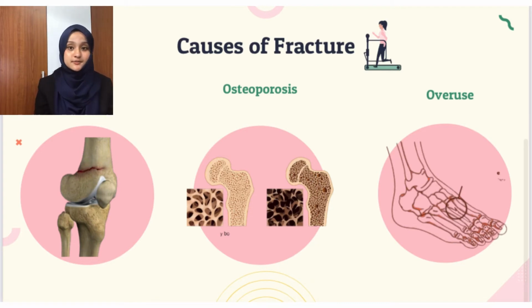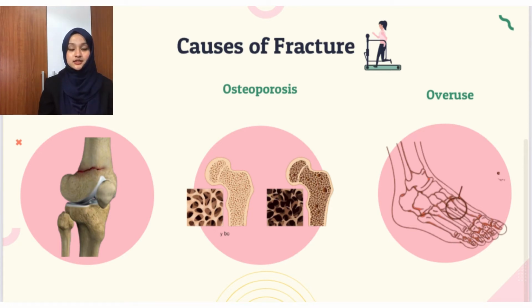A stress fracture, also known as an overuse injury, occurs when muscles become fatigued and unable to absorb shock. Eventually, the fatigued muscle transfers the overload stress to the bone, causing a tiny crack called a stress fracture. So, what causes a stress fracture?